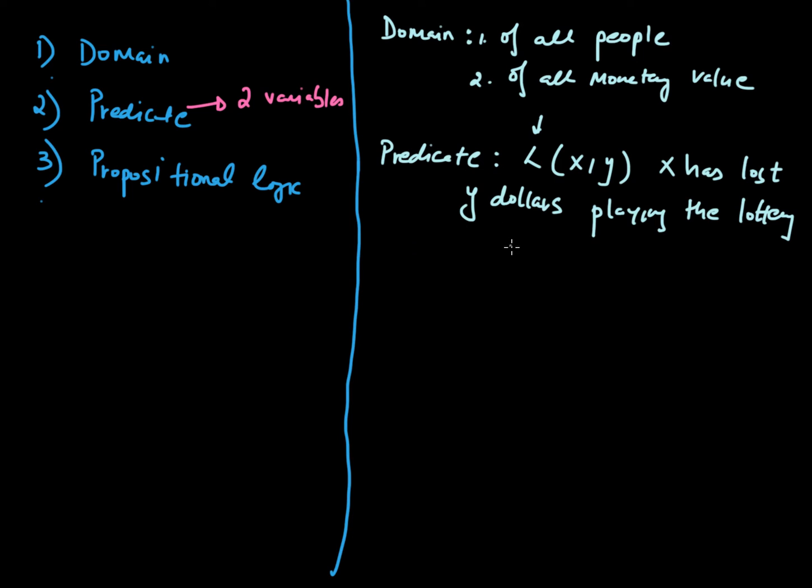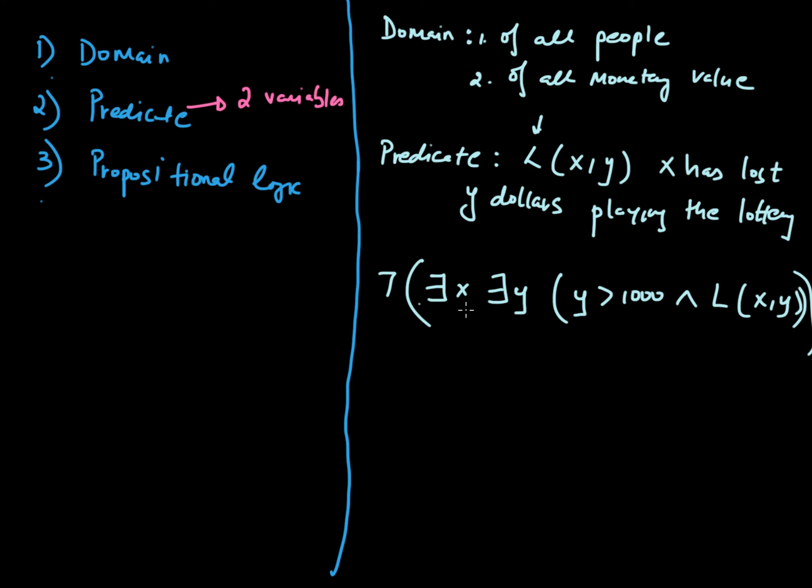The actual solution here is, let's assume that there is some x out there, and some monetary value y out there, such that y is greater than 1,000 and L of x comma y. So there's some x and some y out there such that y happens to be greater than 1,000, then x has lost more than $1,000 in the lottery. But the question says there's no such x out there. So you're going to take the entire thing and negate it.